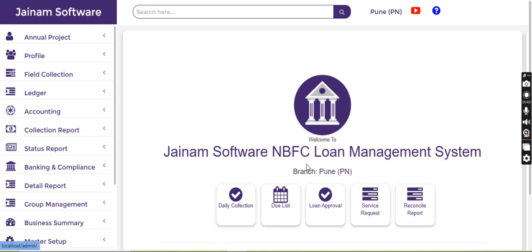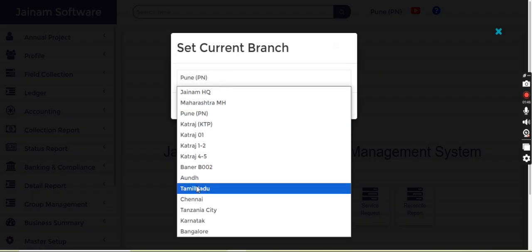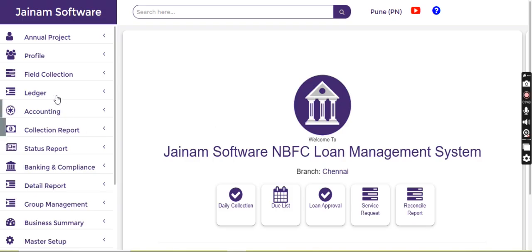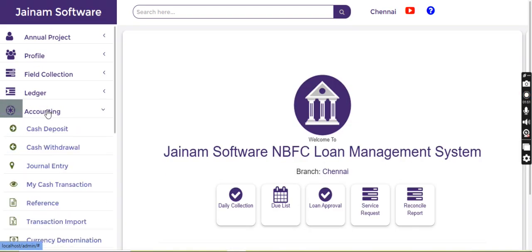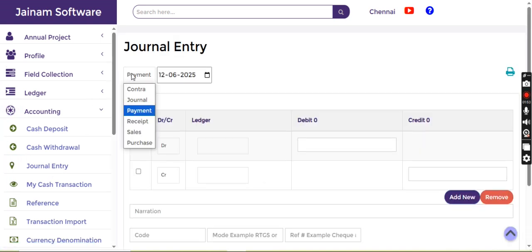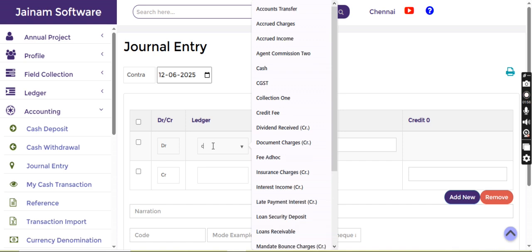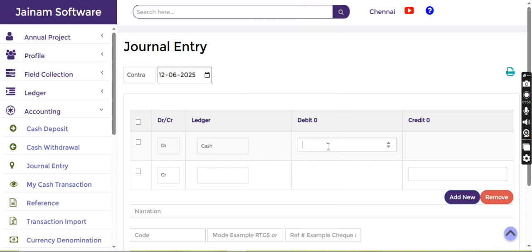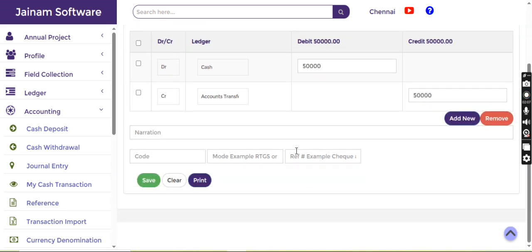Next I will go to the Chennai branch, that is my current branch, and in accounting entry I will select journal entry, set it to contra. This time debit will be my cash by 50,000 and credit will be accounts transfer, which is used as an intermediate ledger. Cash transfer from Pune to Chennai.